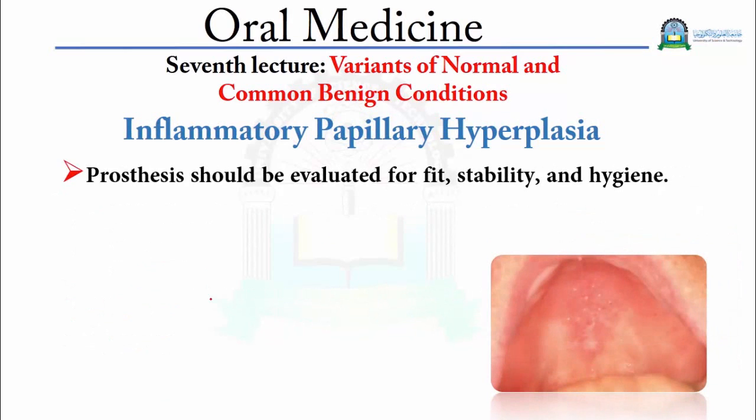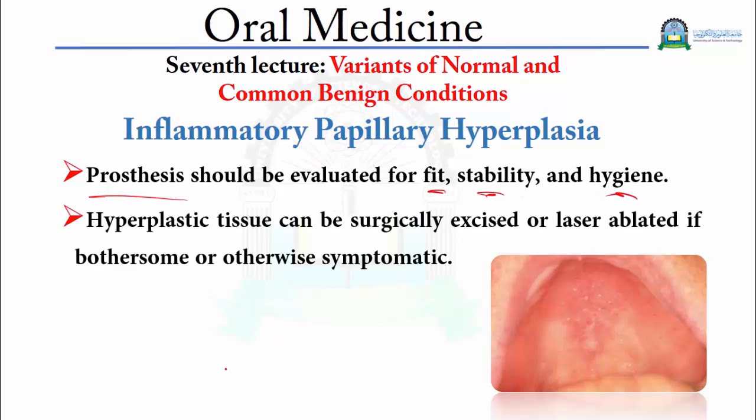The management of inflammatory papillary hyperplasia should start with the prosthesis, which should be evaluated for fitting, stability and hygiene. Hyperplastic tissue can also be removed surgically, by laser or by surgical excision.